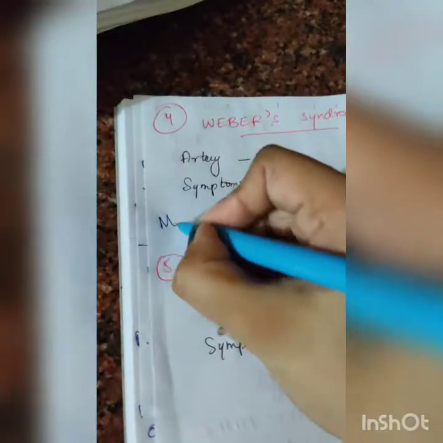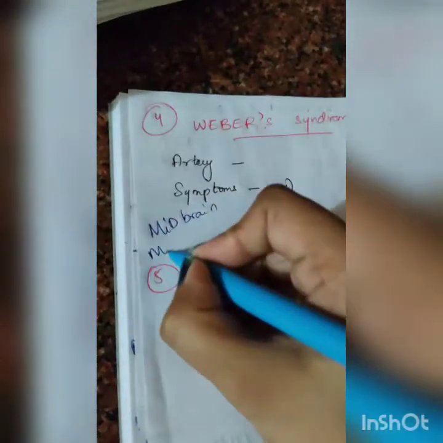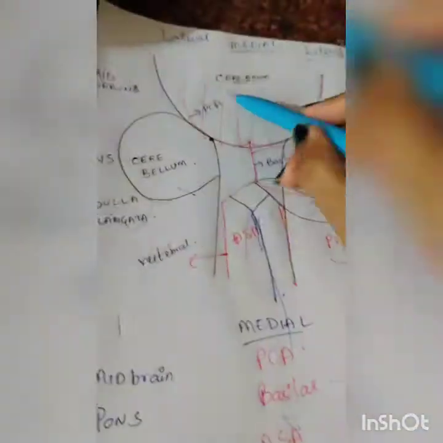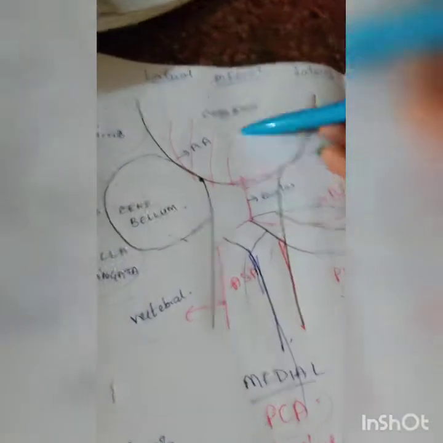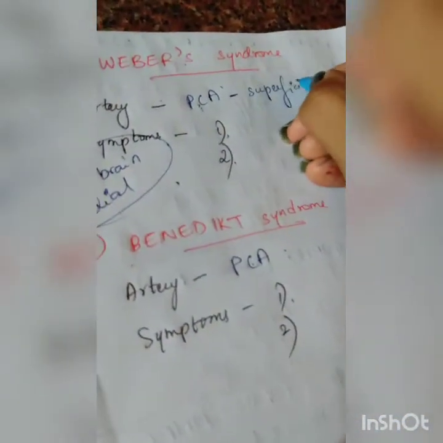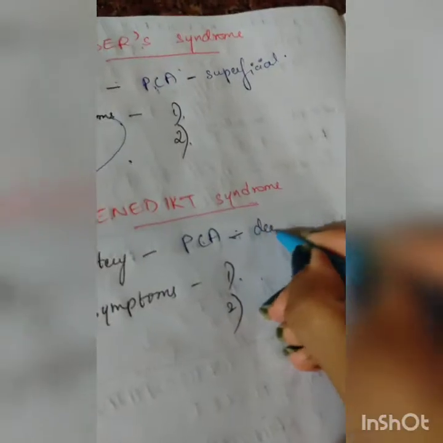The last 2 are Weber syndrome and Benedict syndrome. Both of them occur when the midbrain is affected on the medial side. The difference is that, as we know, medial midbrain, the artery affected is PCA. In fact, lateral also it will be PCA only, but let's just focus on the medial side, PCA. Therefore, the artery affected is going to be PCA for both, because both are medial midbrain lesions. But the difference is that this is going to be superficial. Superficial in the sense, let me explain. And this is going to be deep.